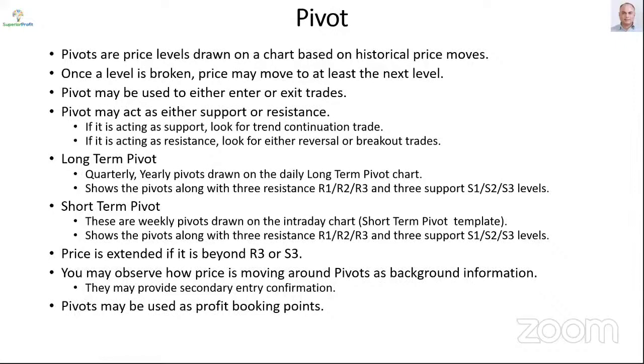These pivot lines are different from range lines because they are drawn as horizontal price levels. Channel lines are straight lines, but they are not horizontal levels. Boundary lines are neither straight lines nor horizontal price levels. And pivot levels are horizontal price levels. They are drawn on a chart based on historical price moves.